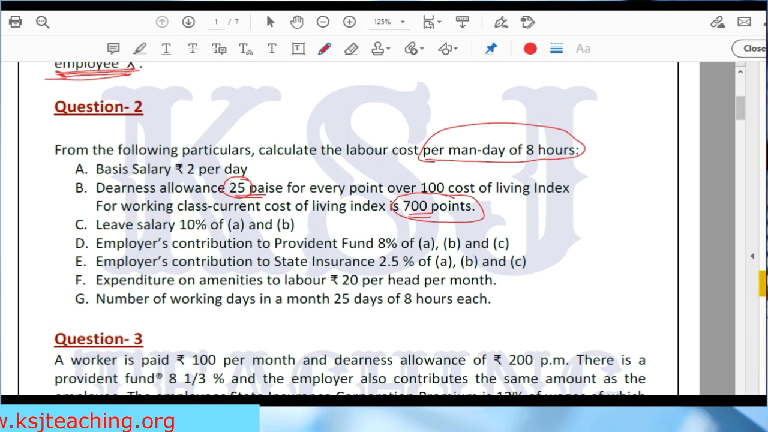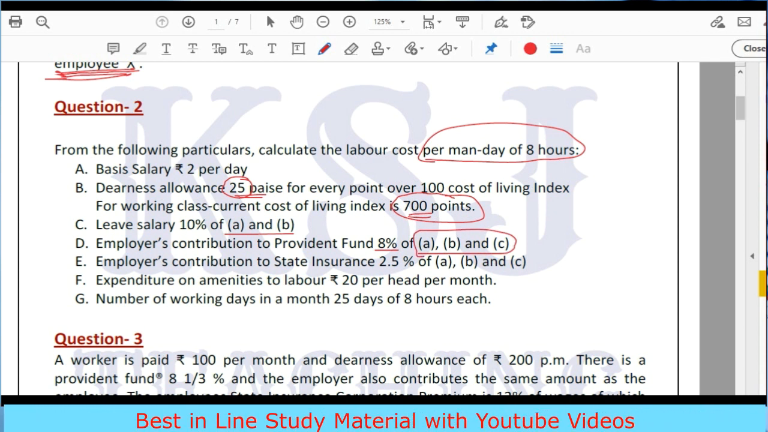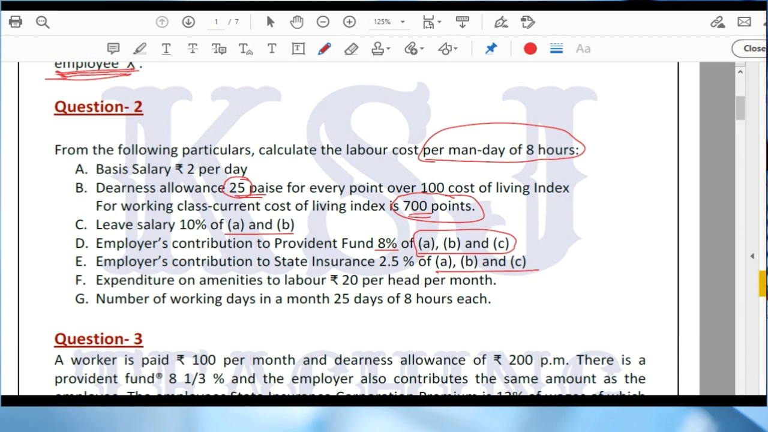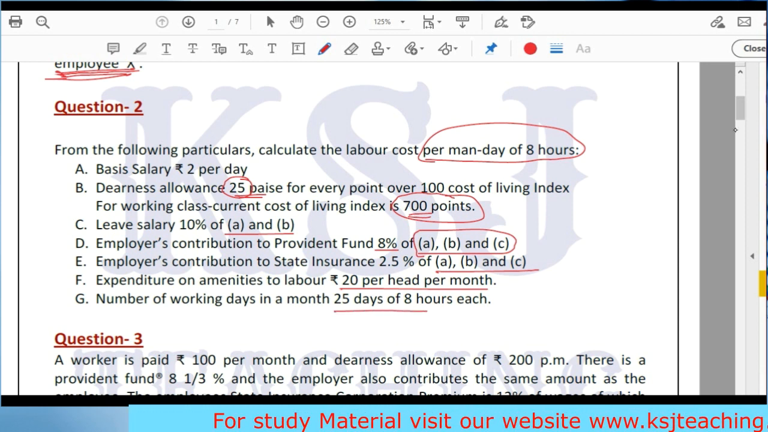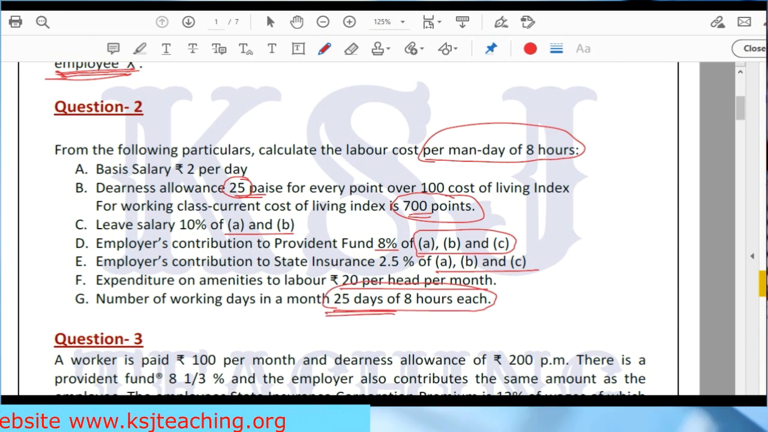Clear? Leave salaries 10% of A and B. Employer's contribution to Provident Fund is 8% of A, B and C. So you need to be very careful on which values you have to do the calculation. Employer's contribution to state insurance 2.5% of A, B and C. Expenditure on amenities to labor rupees 20 per head per month. Number of working days in a month is 25 days of 8 hours each. So we are given the number of working days in a month, 25 days, and you have to calculate the per man day cost.